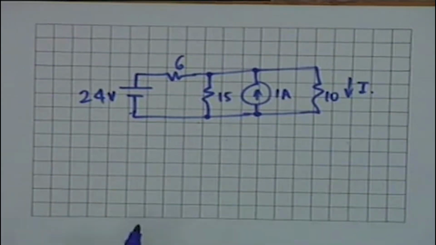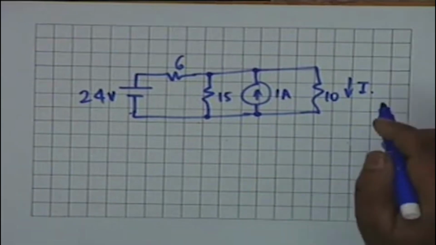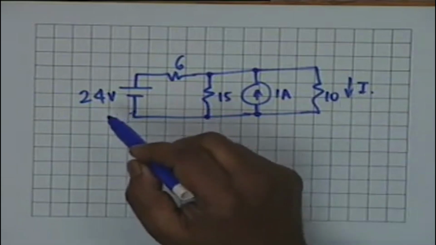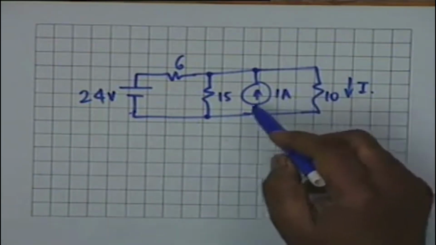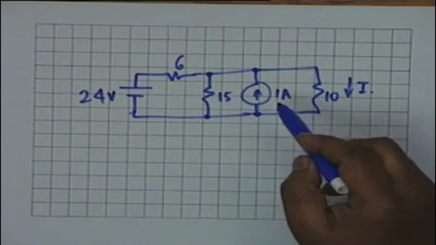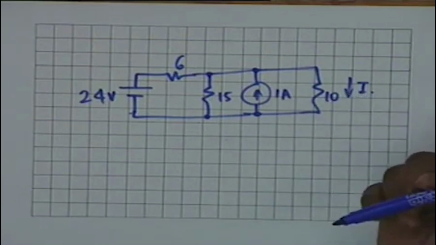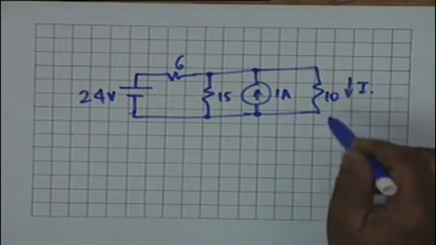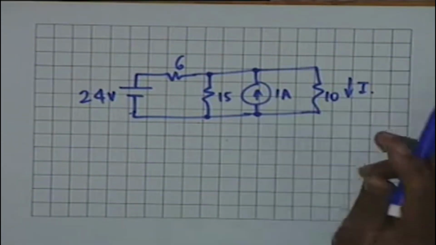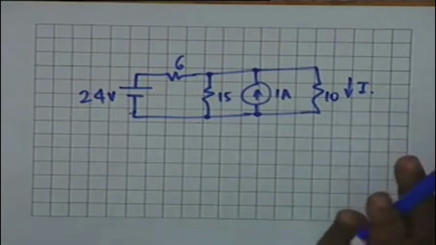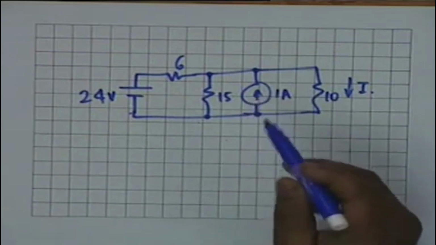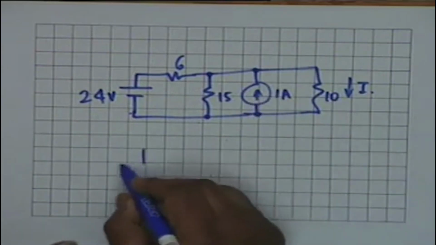I should be equal to I1 plus I2, where I1 is the response to, let's say, the 24 volt source after killing the 1 ampere source. In other words, removing the 1 ampere source or open circuiting the 1 ampere source. That is I1, and I2 correspondingly is the current in the 10 ohm resistor when the 24 volt source is killed, which means short circuiting. So let's find out these two currents.